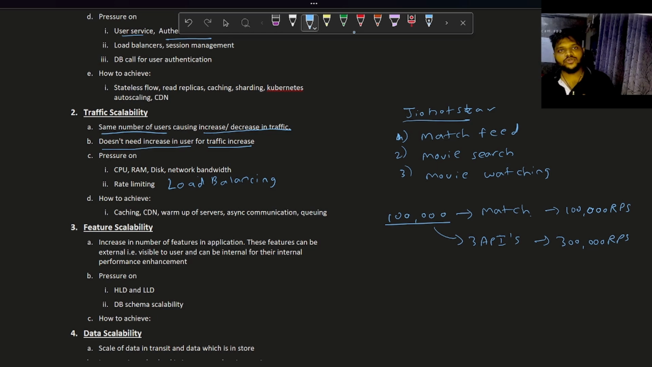If you are using more and more asynchronous communications and queuing mechanisms, there are fewer synchronous calls, less wait time, less pressure on your CPU and resources, and less thread blockage. All those things matter. So this is how we would be handling traffic scalability.